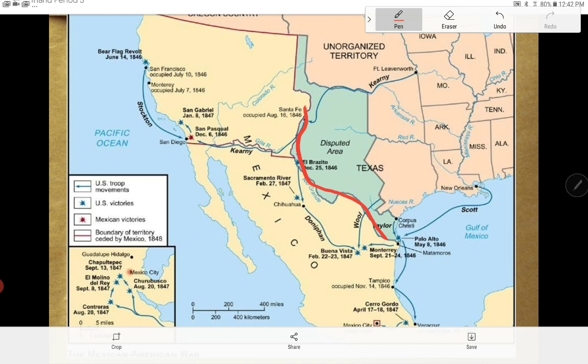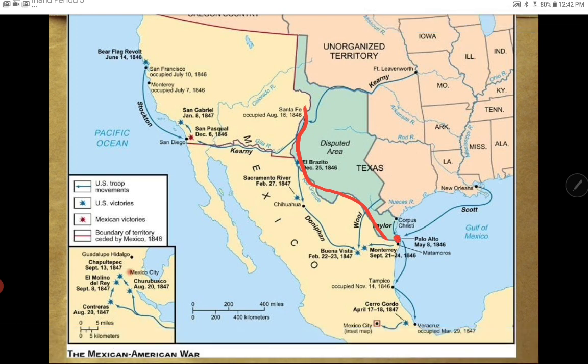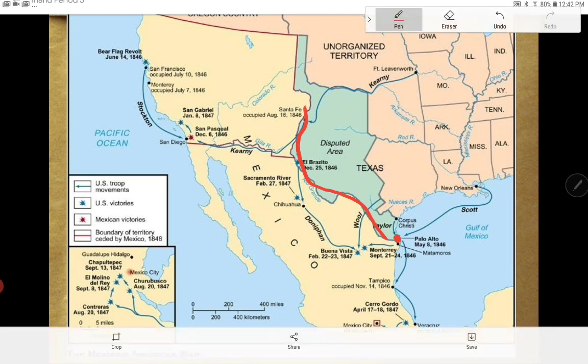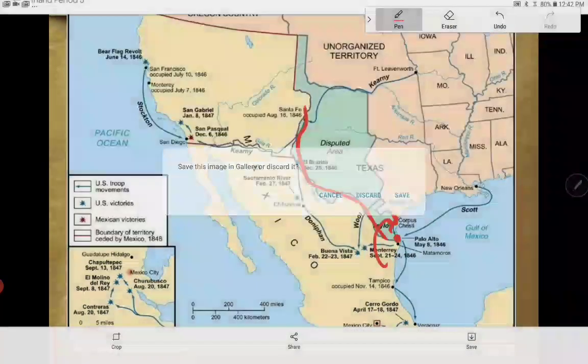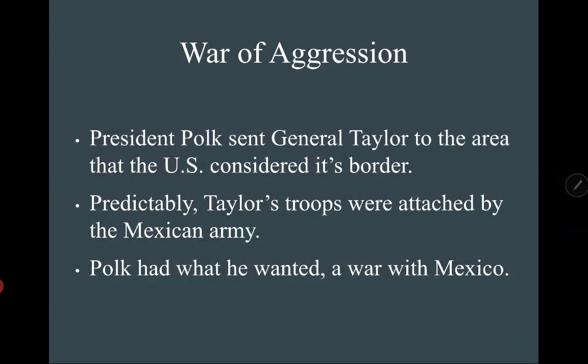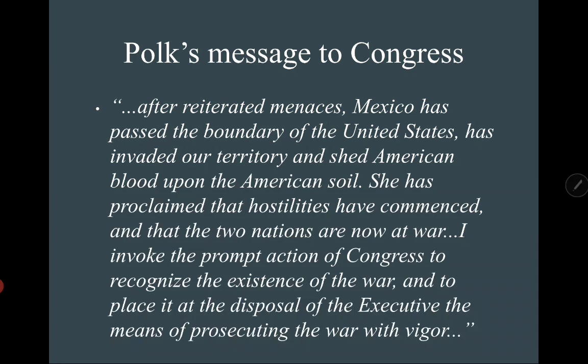Now, what Polk is going to do is he's going to put troops right on the edge of what we say is Texas. Specifically though, Mexico does not acknowledge this as Texas. So he puts troops right where Mexico disagrees is our land. It's in the disputed area. He's going to put troops on there, and then Mexico is going to attack. Now, when Mexico attacks, Polk is going to say, Mexico has passed the boundary of the United States, has invaded our territory, and shed American blood upon the American soil.